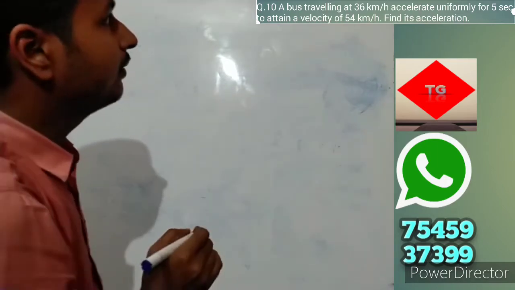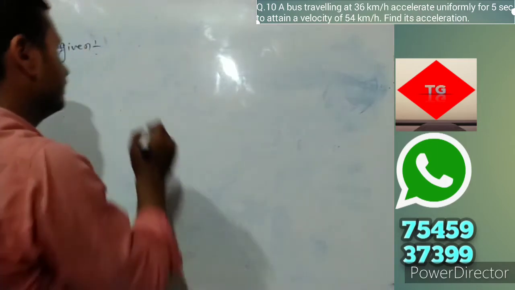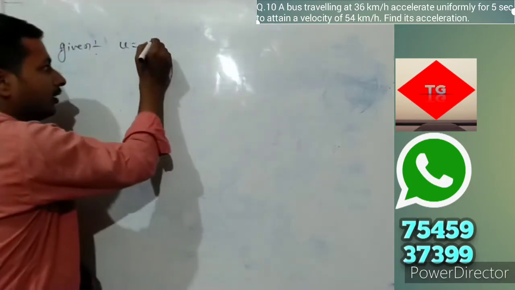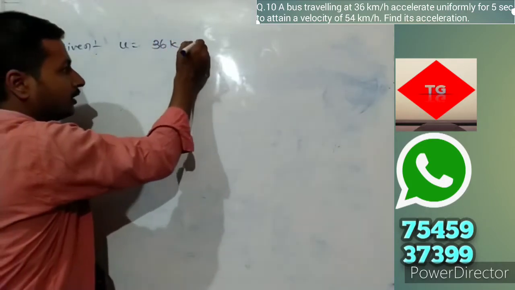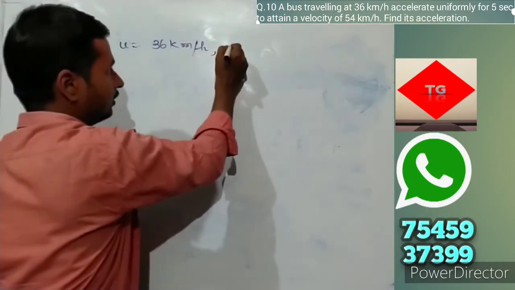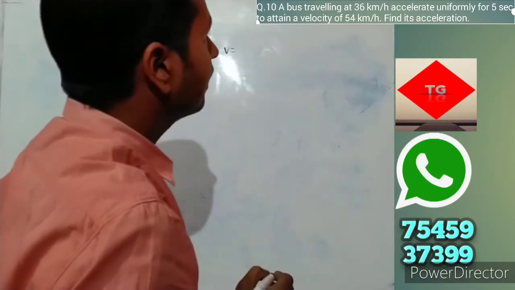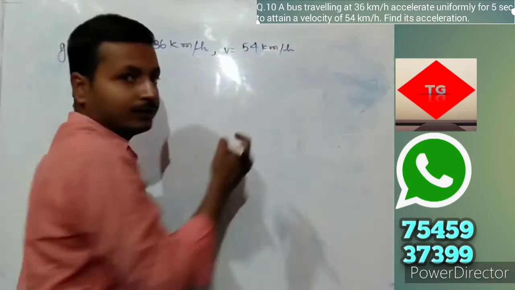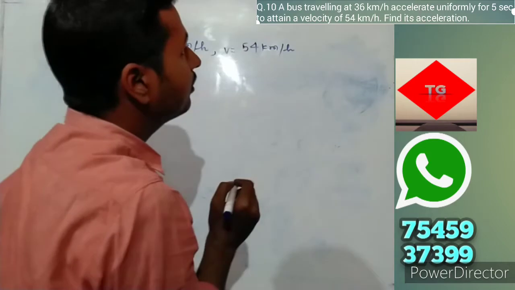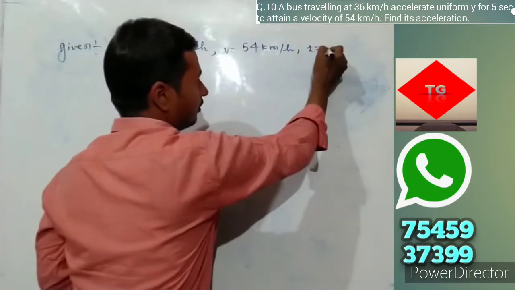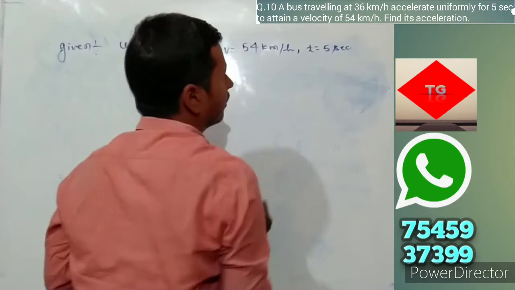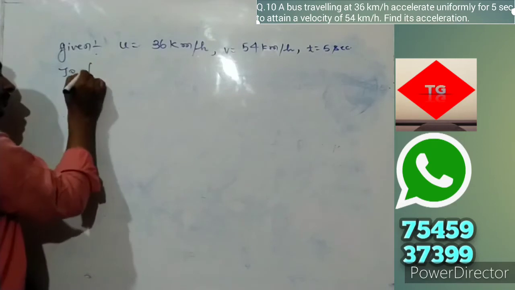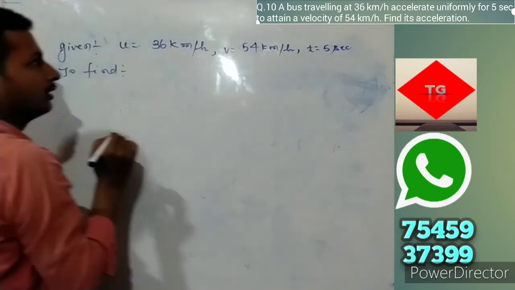Given: the initial velocity is 36 kilometer per hour. The final velocity is 54 kilometer per hour, and the time will be 5 seconds. Time is 5 seconds. And here what we have to find? We have to find the acceleration.